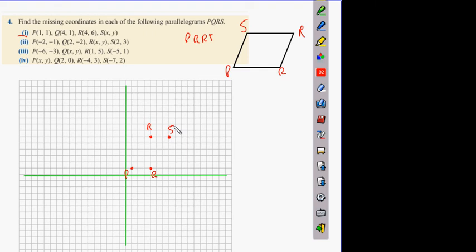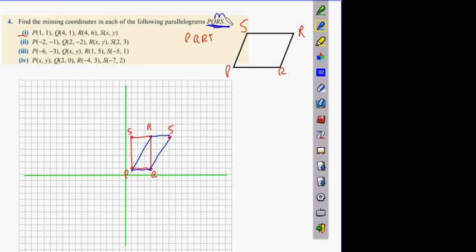Q has to link to R. Q does not link to S. So S has to be located over here instead. And this actually turns out to be a rectangle is the answer, as opposed to the blue parallelogram that we would have got otherwise. Because a rectangle is a parallelogram. Okay? The main thing is the order the letters come in. P links to Q, Q links to R, R links to S.